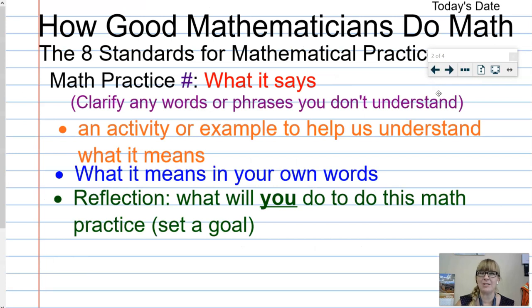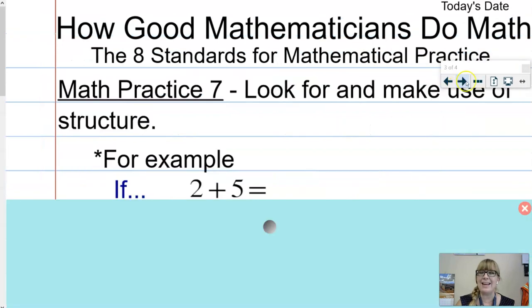When we do these math practice notes, remember we're taking them in this way, where we start with the math practice number and what it says. We'll clarify any words that we don't understand. This time we're going to do an activity or an example to help us understand, and then we'll put it in our own words. After that, we'll have a reflection piece, which I will help you with, where we're going to set some goals on how we can be better at doing this particular math practice. And now, here is Math Practice 7.